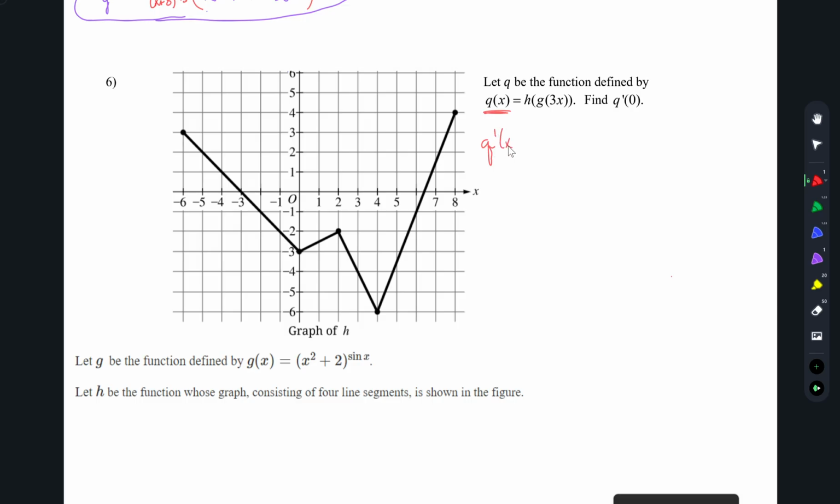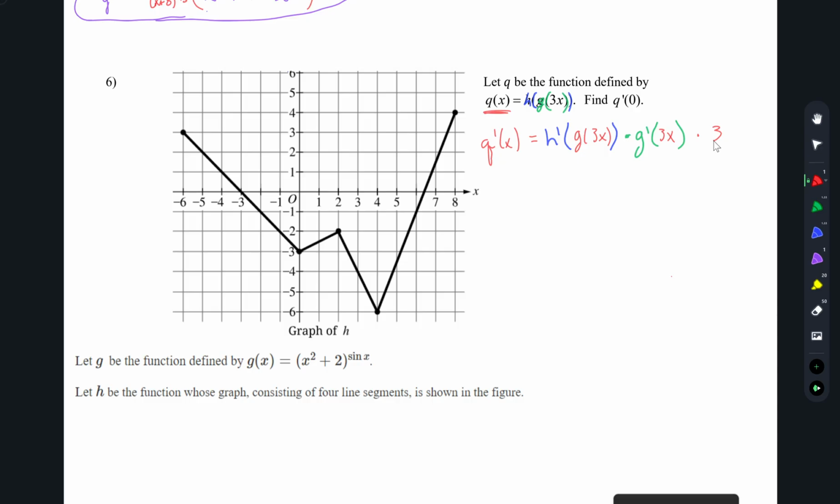Okay, so Q prime of x is going to be, we've got the chain on H, so that'd be H prime of G of 3x. And then I have to do the derivative of G, so G prime of 3x. And then I have to do a chain on the 3x, so that'd be times 3.